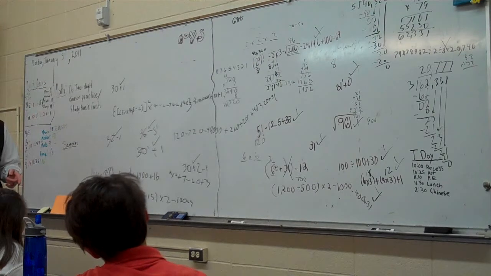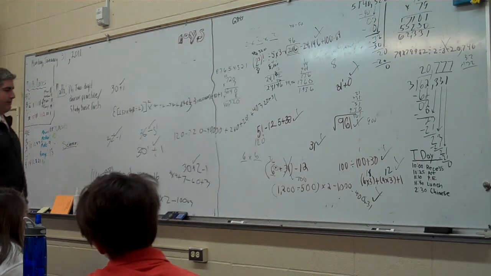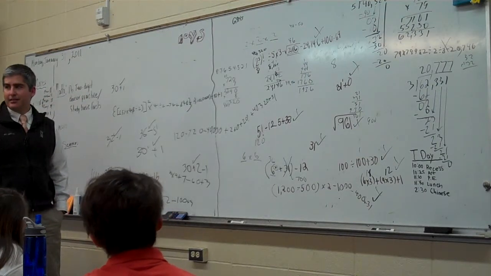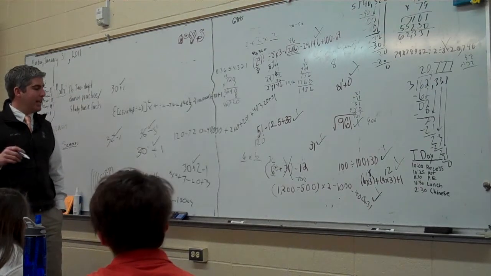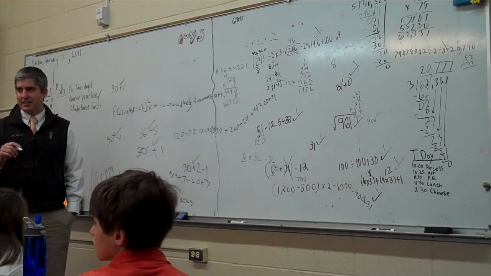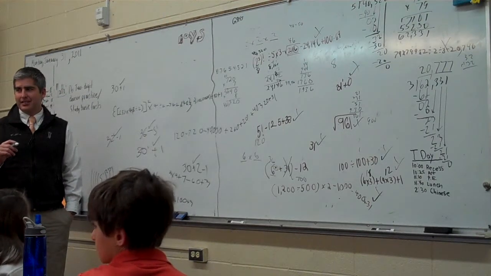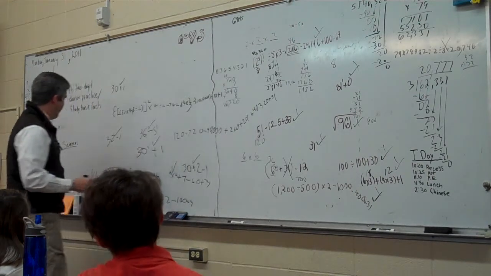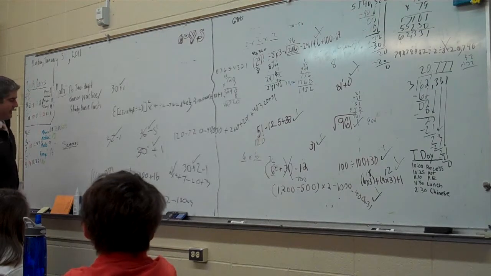Alright, 9 times 9, Olivia. 9 times 9 is 81. Plus 7 equals 88. 88 minus 60. 28. Very good. Plus 3 equals 31. All right, then we have Zach's problem.